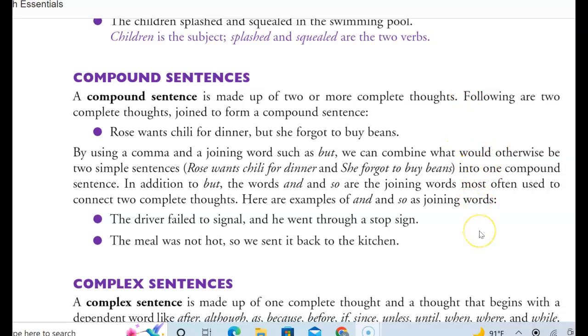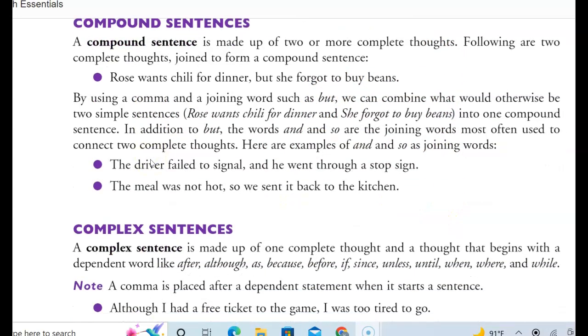You'll go over that later, but right now they just want to give you a flavor of a compound sentence, and they're going to use but. If this were in fanboys, this B for but would be the B in fanboys. They're not going to give an example with it, but they're going to give an example with and. So fanboys, F-A-N, this is the A. And the S would be the so. The driver failed to signal and he went through a stop sign.